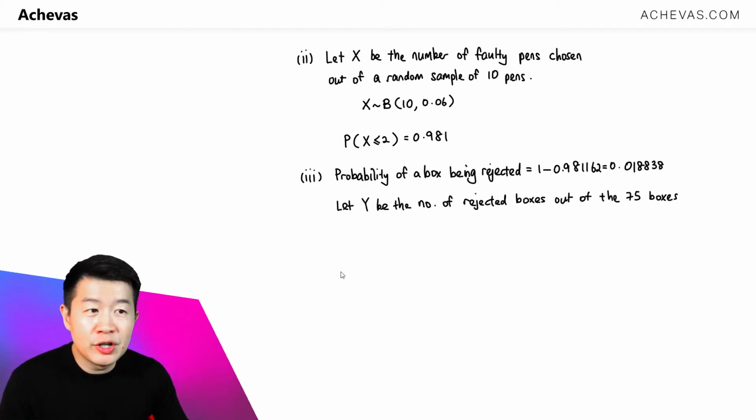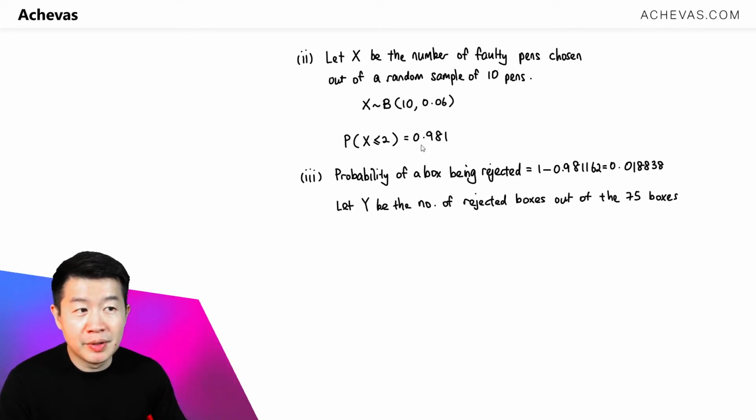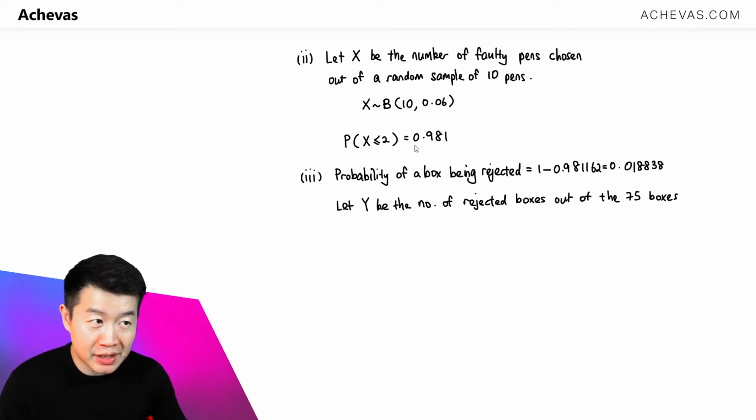The first thing that we should try to do in part 3 is to calculate the probability that one box is going to be rejected. In part 2, we have already calculated the probability that the box is going to be accepted. So for it to be rejected, it's going to be the complement of this, so 1 minus this, which is going to get me 0.018838.